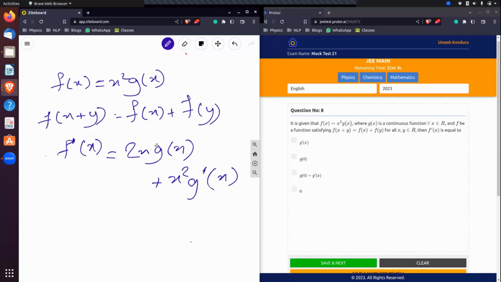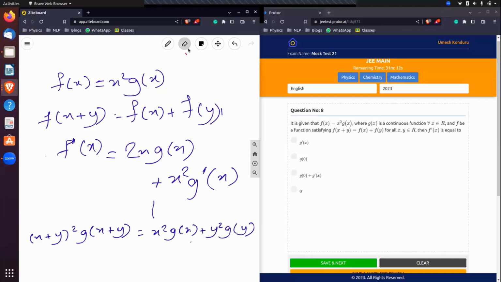We know that f of 1 is the same as g of 1. Maybe we can use this relation to get a similar relation for g itself, so that we can figure out the properties of g and then proceed from there. So what this says is (x plus y) g of x plus y equals x squared g of x plus y squared g of y.